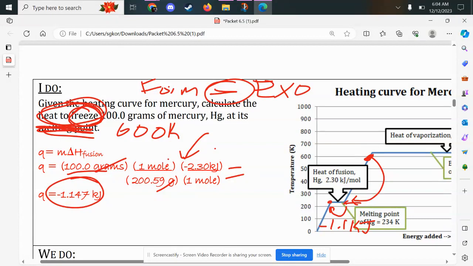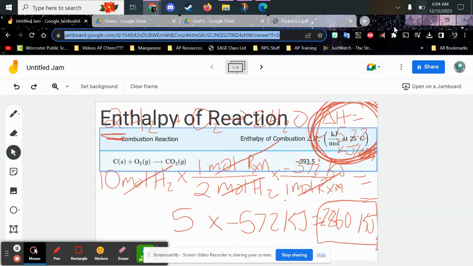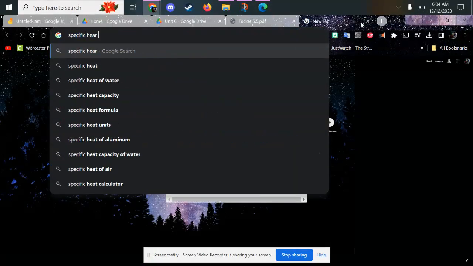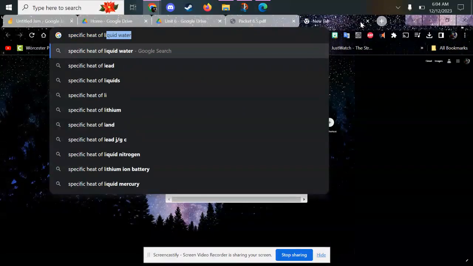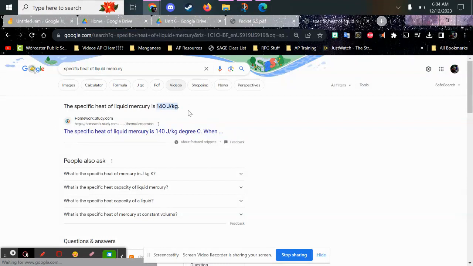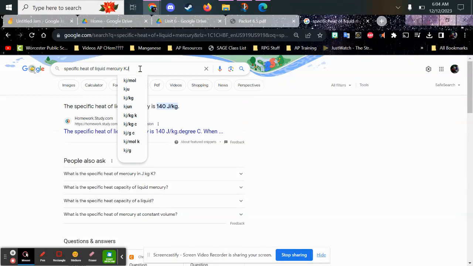So now I have to do a separate problem. And now I'm doing a Q equals MC delta T problem. Now, I don't know the specific heat of liquid mercury, so let's go look it up. Specific heat of liquid mercury. Let's see if it comes up for me. Okay, that's in joules per kilogram. I don't like that. Kilojoules per mole.